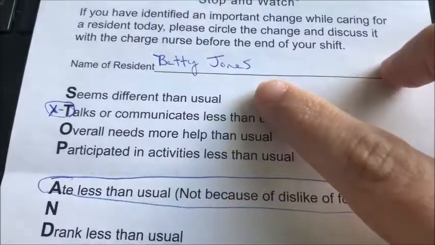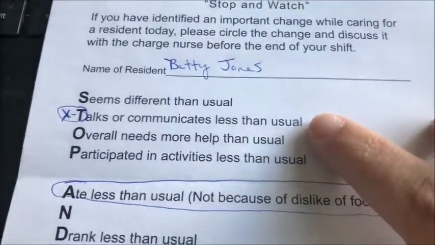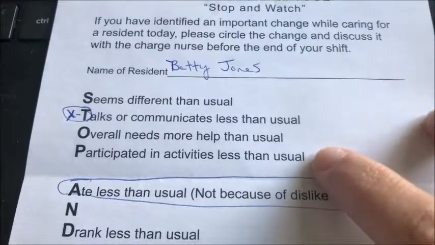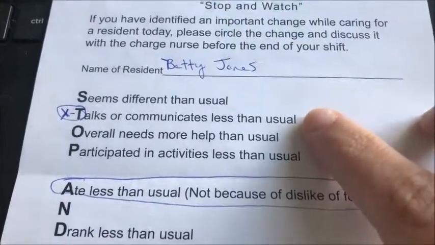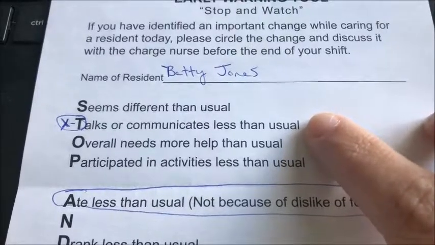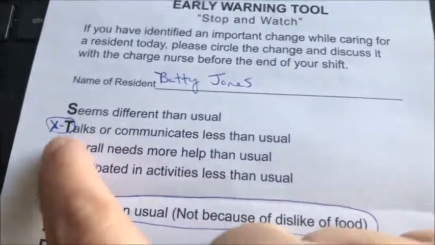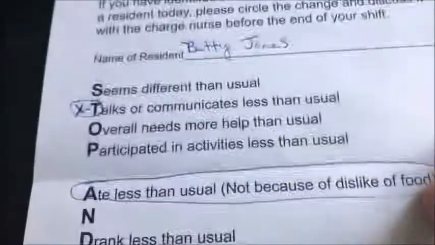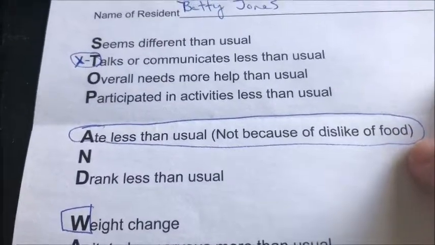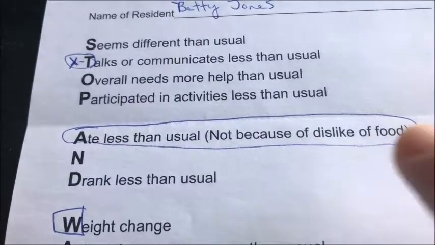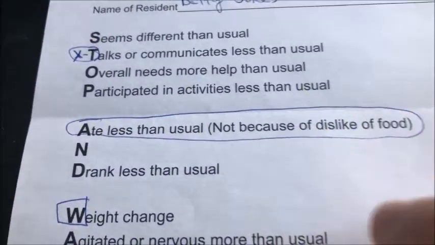So you can see, seems different than usual, talks or communicates less than usual, overall needs more help than usual, and participated in activities less than usual. I marked off talks or communicates less than usual. I put an X and a little dash mark, and then I also circled it all. Ate less than usual, not because of dislike of food. Drank less than usual, and as you can see, I circled the entire thing.